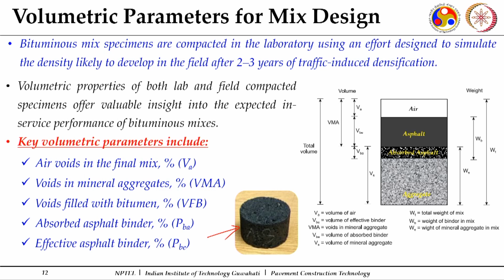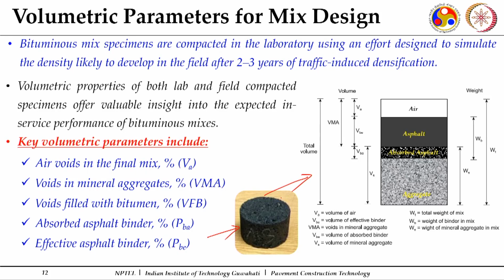Once you have this, this is a prepared compacted bituminous specimen, and the density should be the one which is after the secondary compaction. If this mix is laid and compacted first in the field by rollers and thereafter some secondary compaction, then the density after 2 to 3 years of life, I will target to achieve the same density in the laboratory.